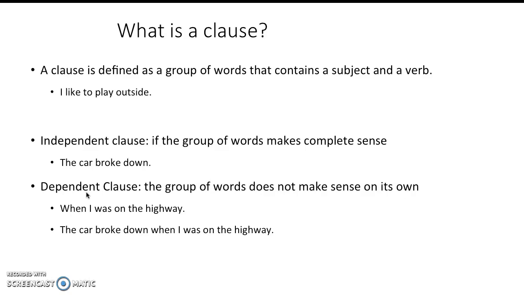There's another type of clause, but we're not going to be using this here. It's called Santa Claus. Okay, but this is for another PowerPoint.